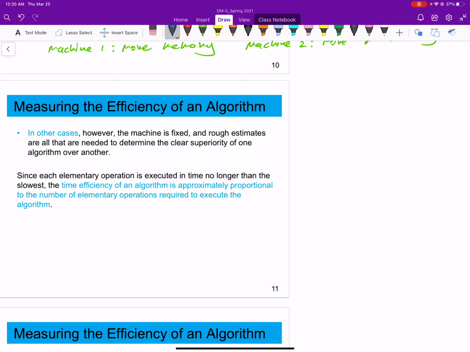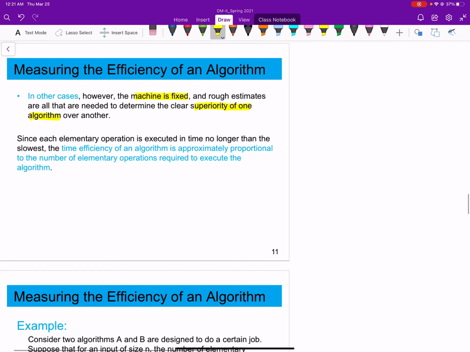In other cases, however, the machine is fixed. Normally we consider the machine is fixed in general cases, and rough estimates are all that are needed to determine the clear superiority of one algorithm over another. So you have to assume that the machine is fixed in general algorithm efficiency computations. That's very important to consider. If the machine is fixed, then you have to find out the superiority of the algorithm.